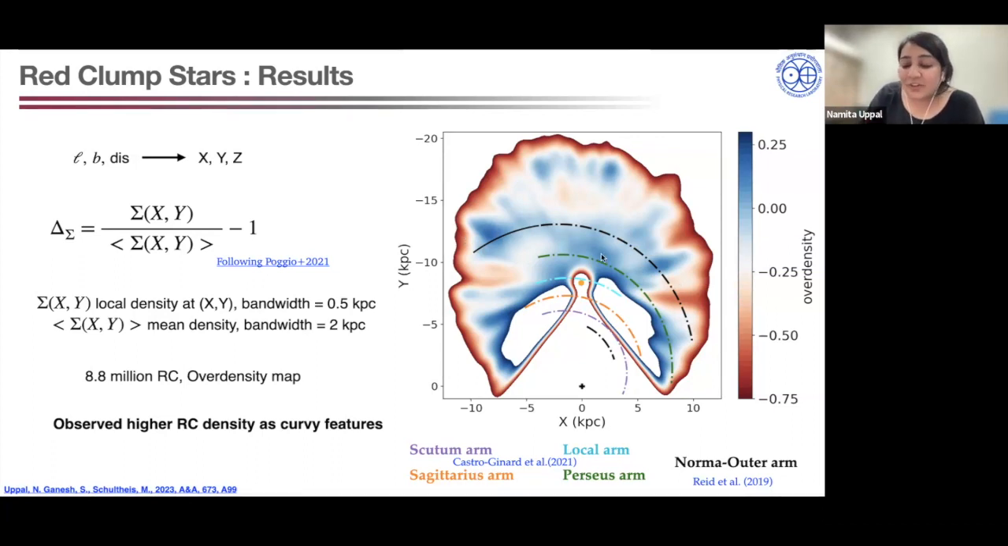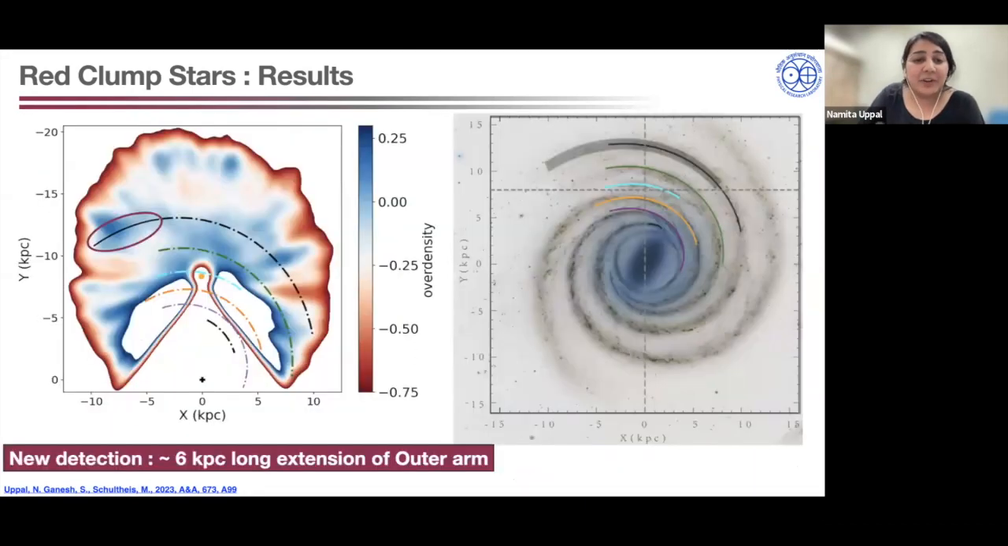And this was not the only case. What we see is that in the earlier studies, if they were getting the signature of the outer arm based on very low number density, they said that the outer arm is up to the dash-dotted line, but we were seeing overdensity beyond this dash-dotted line. So this is a 6 kiloparsec long extension of the outer arm of the galaxy. So this explains that what we have known earlier is not a complete structure of the galaxy.